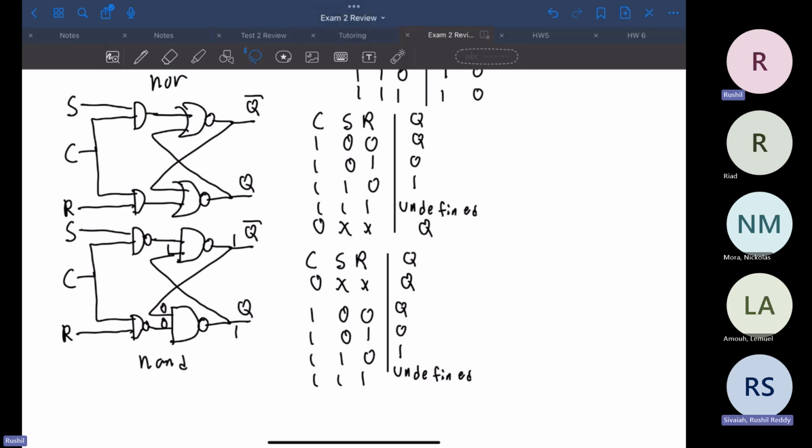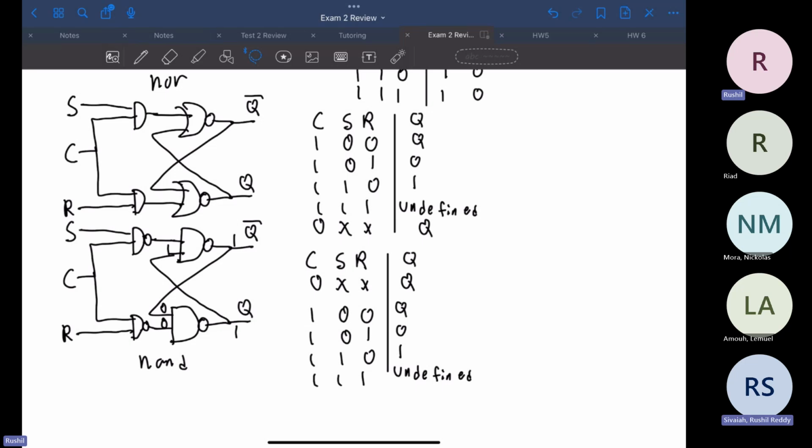Yeah. So if, like for the control, like if you just have the control. Yeah, so the control will make it so that it only works when it's a 1. So we already know that the circuit won't work if S and R are both 1s, right? Because that'll break the entire circuit. So ignore that term.